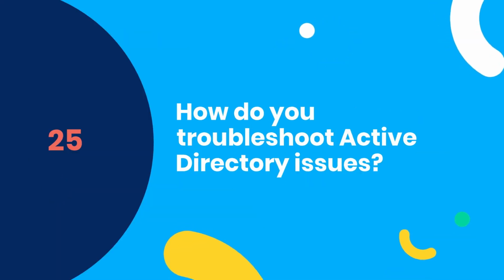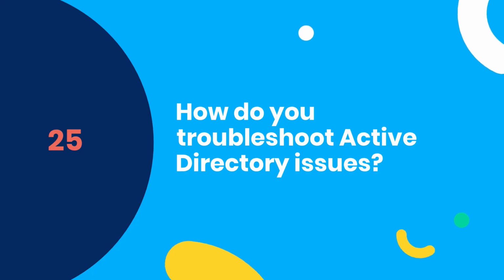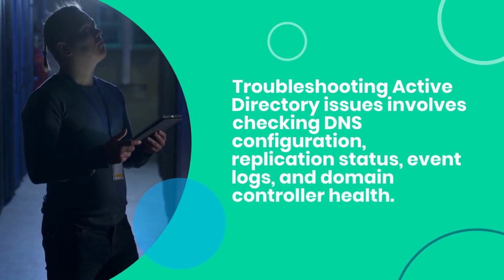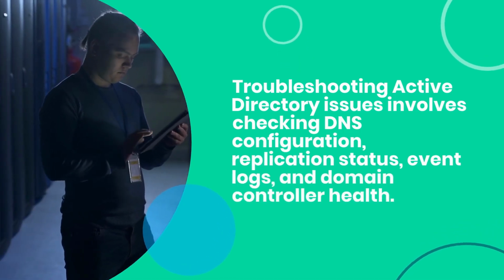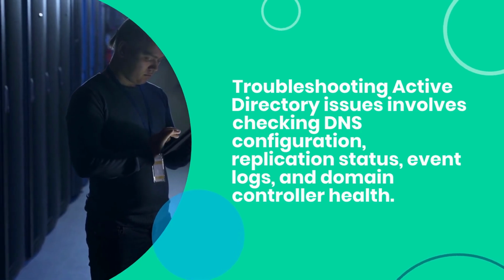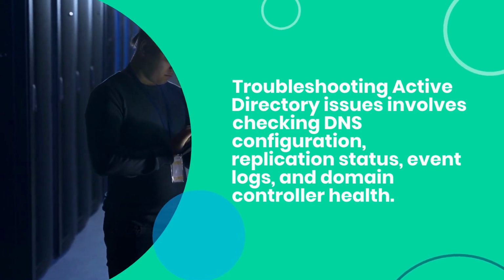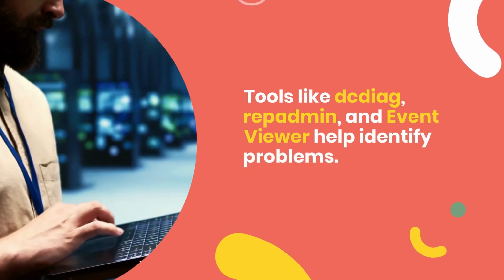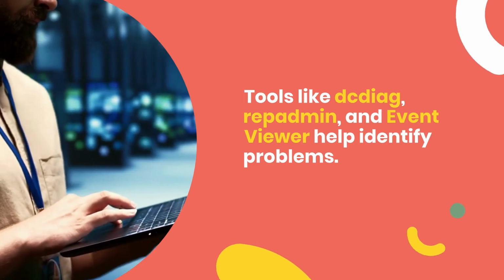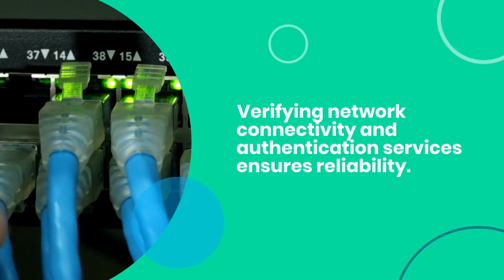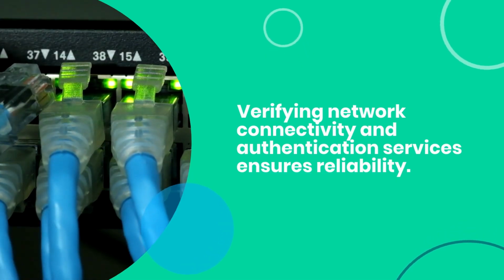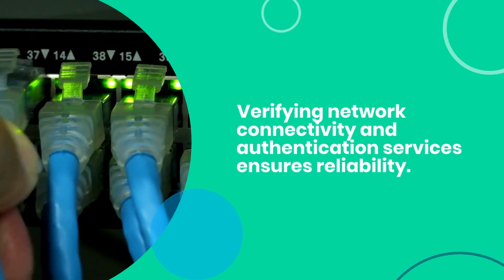25. How do you troubleshoot Active Directory issues? Troubleshooting Active Directory issues involves checking DNS configuration, replication status, event logs, and domain controller health. Tools like DCDiag, RepAdmin, and Event Viewer help identify problems. Verifying network connectivity and authentication services ensures reliability.